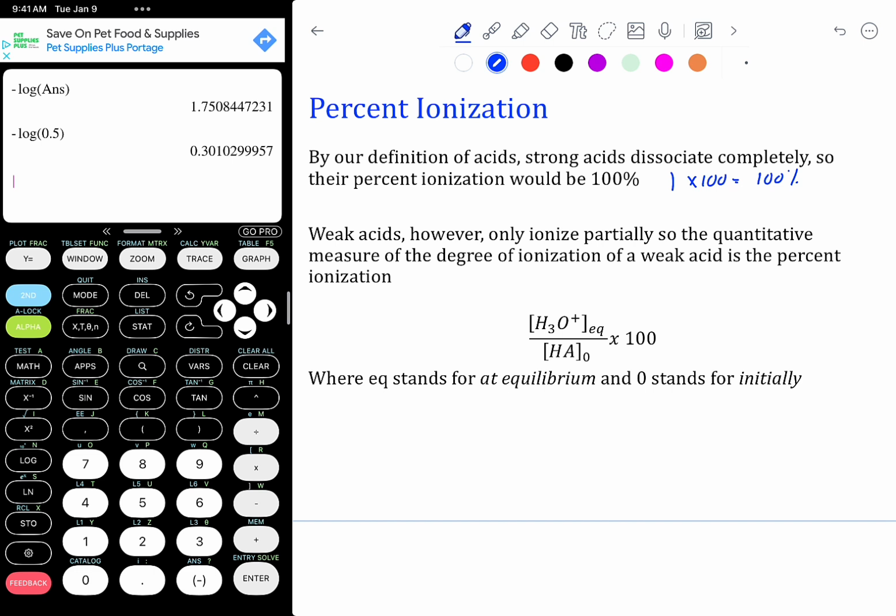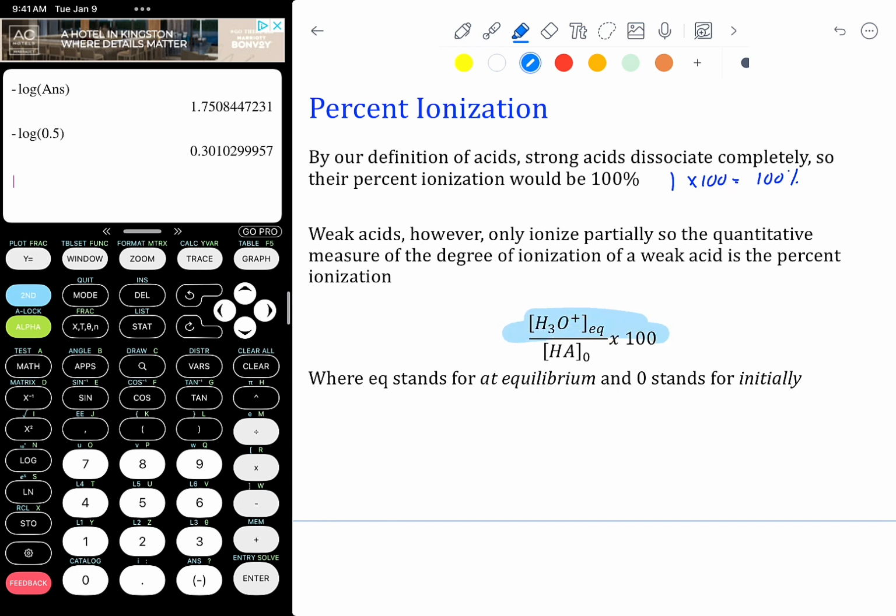Weak acids, however, only partially dissociate or only ionize partially. So the quantitative measure of the degree of ionization of a weak acid is called the percent ionization. So again, here's our equation for percent ionization.